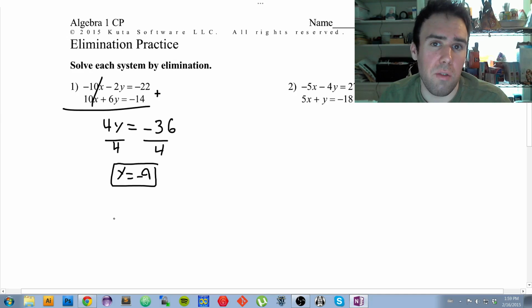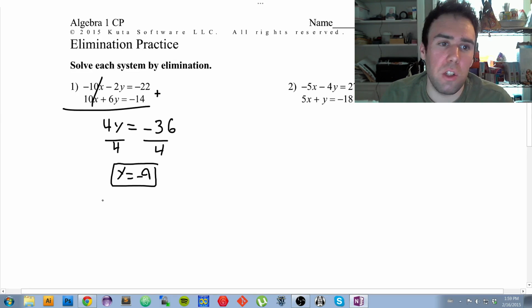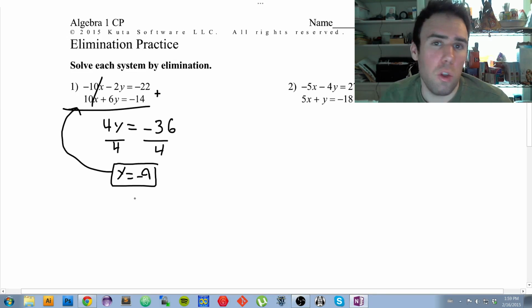Again, to find the second variable, you take whatever you found first and you plug it back into one of the equations. I like the second equation. You could still use the first, that's okay. I say this probably about every time I do a problem, hoping that you guys know it doesn't really matter at all. So 10x plus 6 times negative 9.